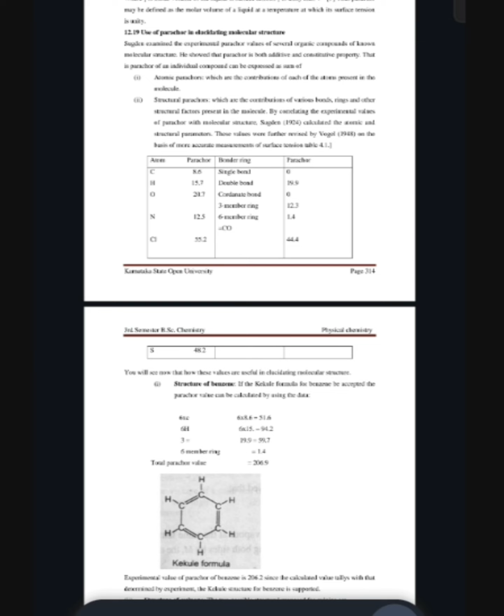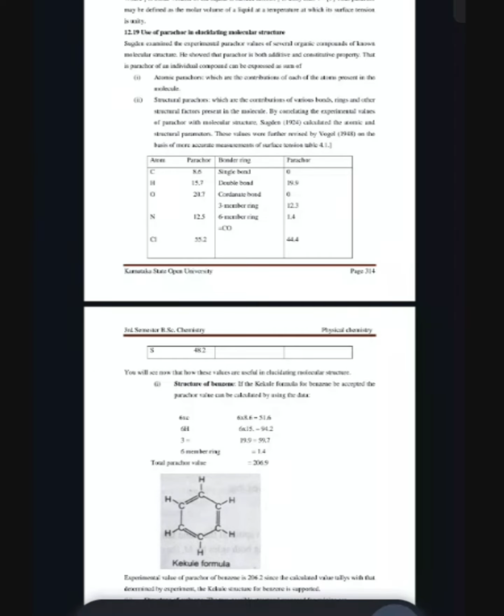After that, surface tension, effect of temperature on surface tension. And next is the parachor, uses of parachor in illustrating the molecular structure. From these 2 units, study this much. Any doubts?